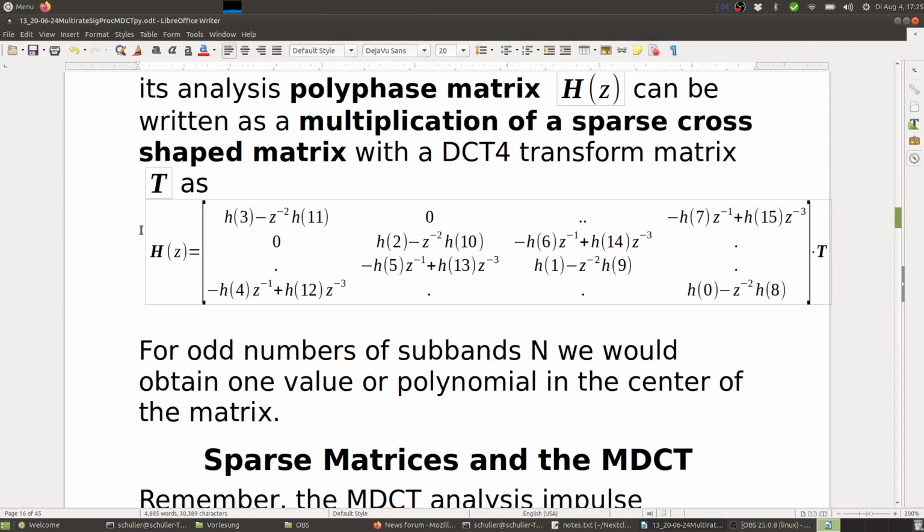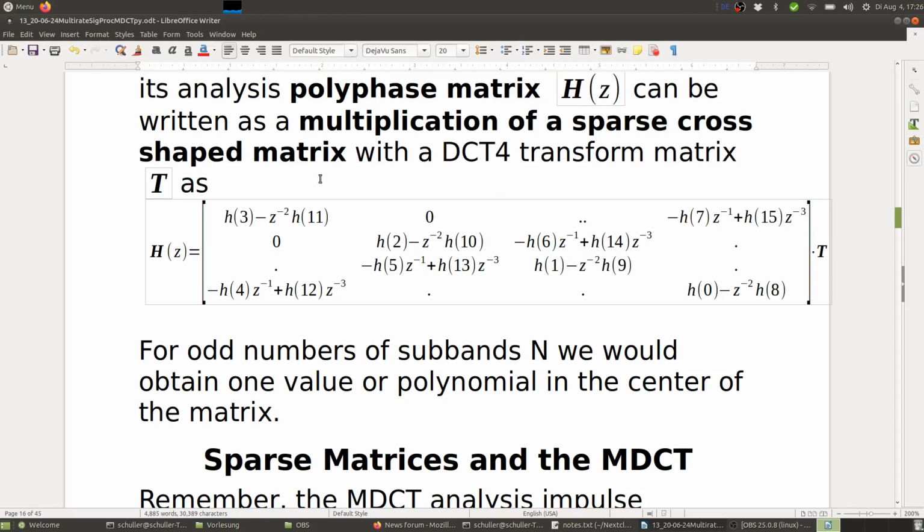So here we have our polyphase matrix. This is our cross-shaped matrix which we just saw. And finally here we have the DCT matrix, DCT type 4 matrix T. So those two multiplied together give us our modulated filter bank with filters of length 2n. Right? And you can see we have still this transform matrix.